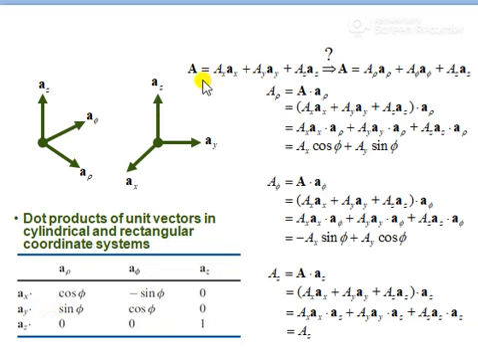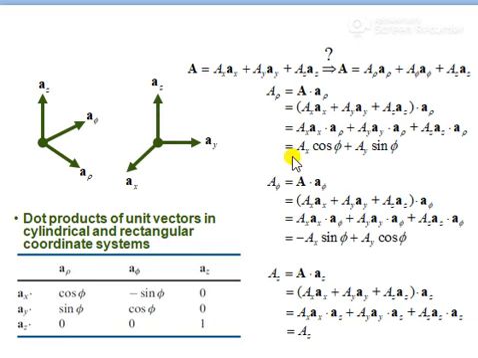If this is the vector representation in Cartesian, and I want the component along the cylindrical directions, then it is multiplied with the vector: a dot a rho gives ax cos phi plus ay sin phi. A phi, that is a dot a phi, gives minus ax sin phi plus ay cos phi. Az, a dot az, gives just az. So like this you can use this for the transformation from one system to the other.